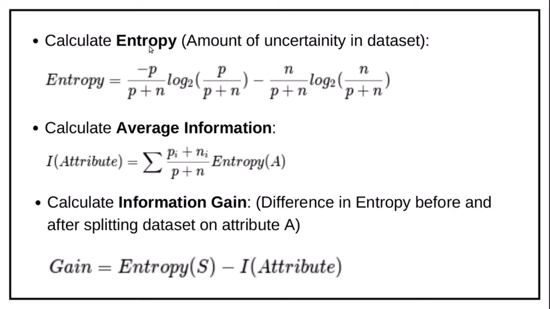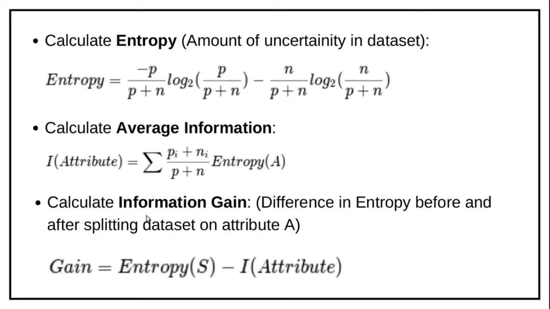Entropy tells about the uncertainty in the dataset. What does that mean? It means the number of positive and negative examples. For example, if we have an equal number of positive and negative examples, then the entropy will equal 1. If we have only positive examples or only negative examples, then the entropy will equal 0.